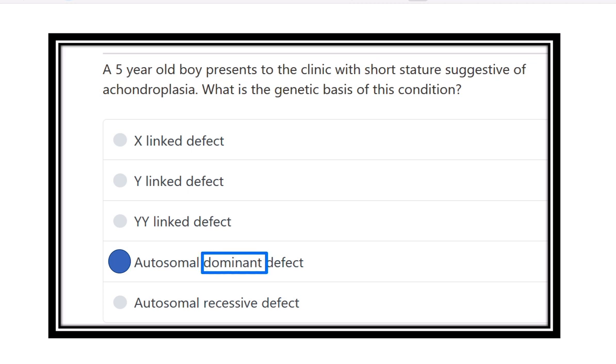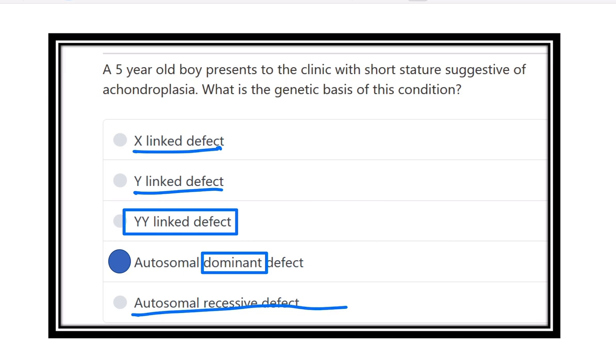And the other options here, such as the X-linked defect, it is not true. Y-linked defect also not true. Usually this type of defect is not present. And autosomal recessive occurs in case of enzymatic conditions or enzymatic mutation, or a mutation which causes different types of hormone abnormality.